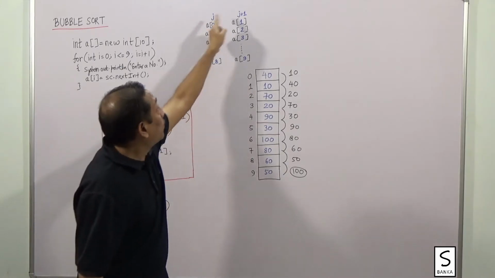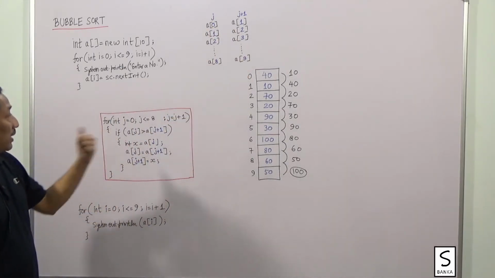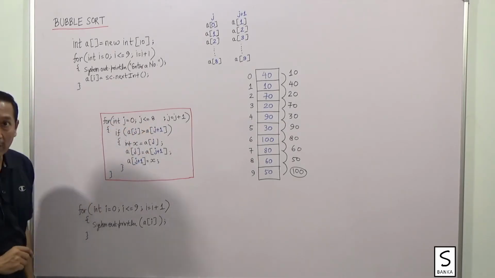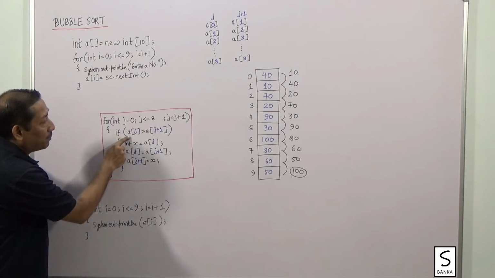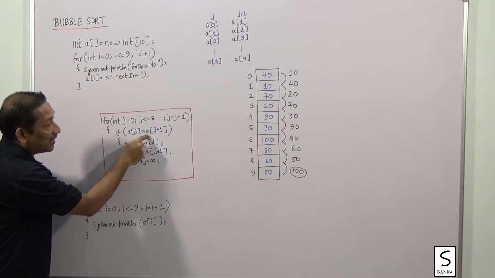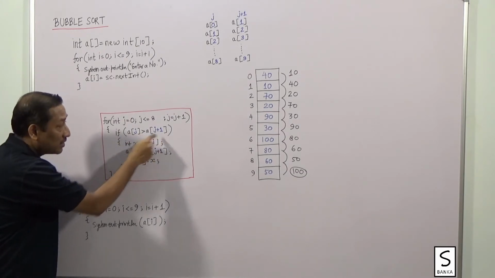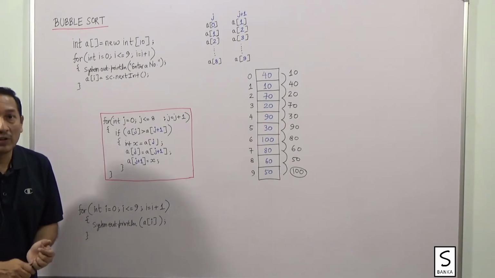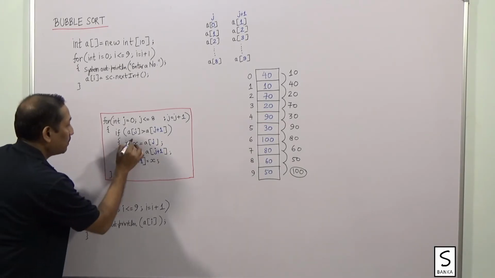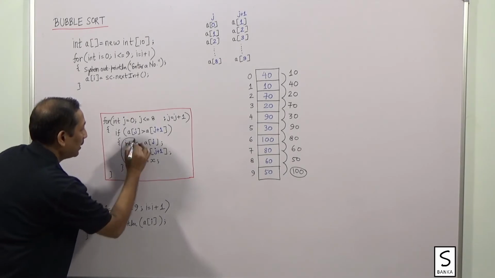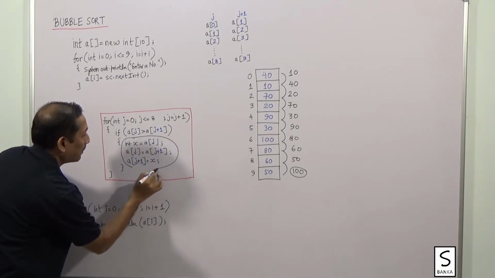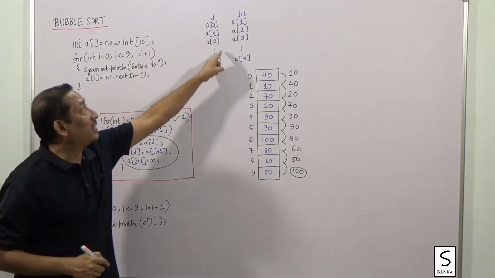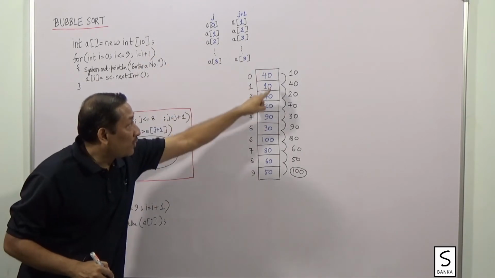So how to program this thing? See here, here is the program. The value of J was from 0 to 8. That is what I have done. And every time I am comparing, if AJ is greater than AJ plus 1, if it is, we are swapping, we are interchanging. If it is not, we will not do the interchange. So this process of swapping will only be applied whenever the value of AJ is greater than AJ plus 1. And that is what we were doing here.